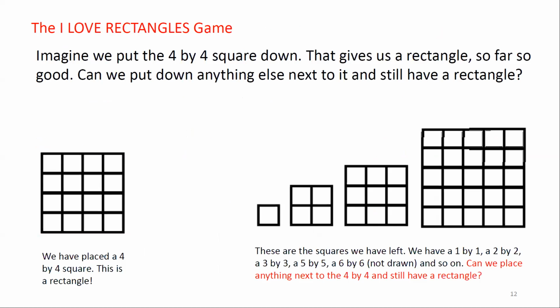So for instance, imagine we place the 4 by 4 square first. So what do we have left? We have a 1 by 1, a 2 by 2, a 3 by 3, I'm sorry, not a 4 by 4, a 5 by 5. Is there anything that we can put next to the 4 by 4 and still have a rectangle?